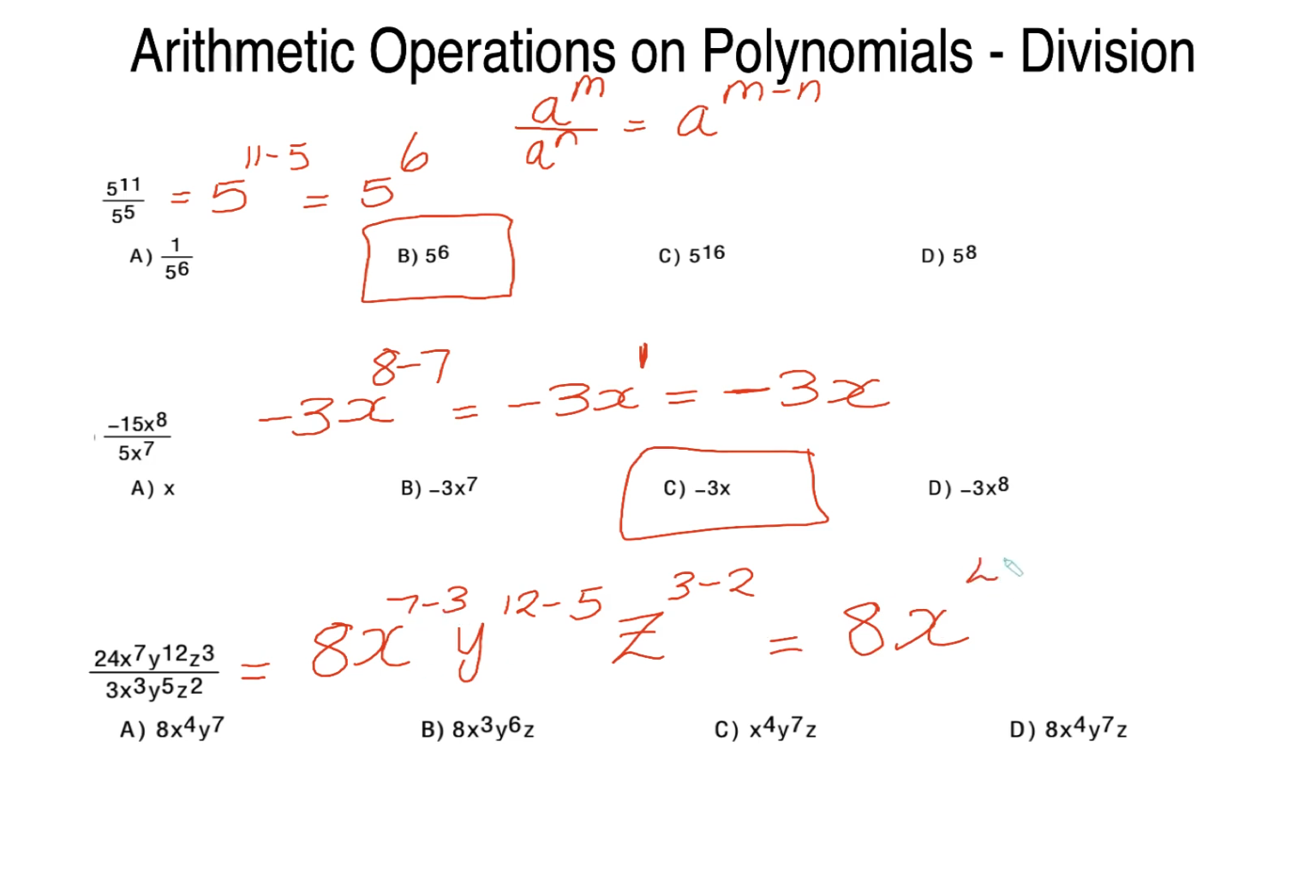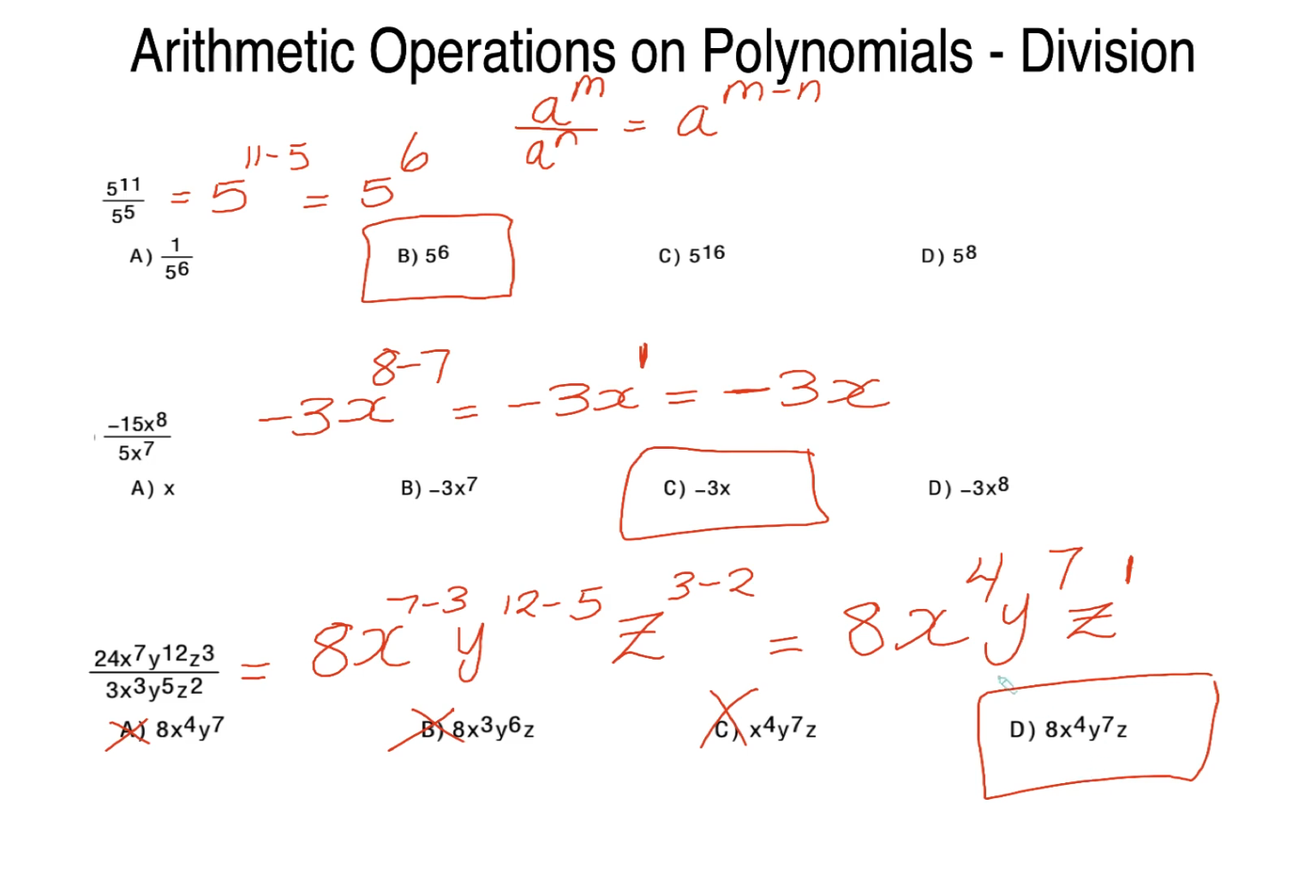7 minus 3 is to the 4th power. The y, 12 minus 5, to the 7th power. And the z, 3 minus 2, to the 1st power. But remember, that 1 is invisible. So let's look. We can eliminate A because it's missing a variable of z. Okay, the x here is to the 3rd power, so that's eliminated. C does not even have the coefficient of 8, that is eliminated, so your answer is D.